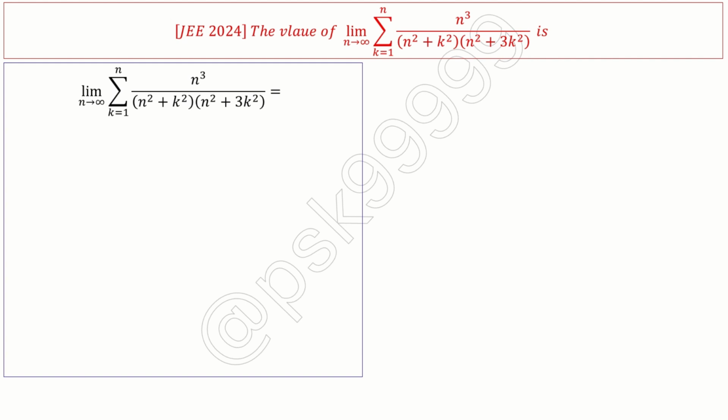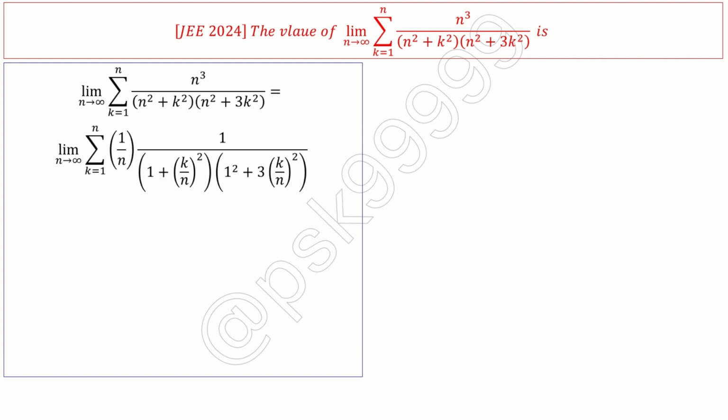Okay, so let's do this. This is the given problem. If I simplify this, why I need to do this is I need to make it look like f of x. The whole thing should look like f of x delta x. So limit n tends to infinity, sigma k equal to 1 to n. 1 by n is common.